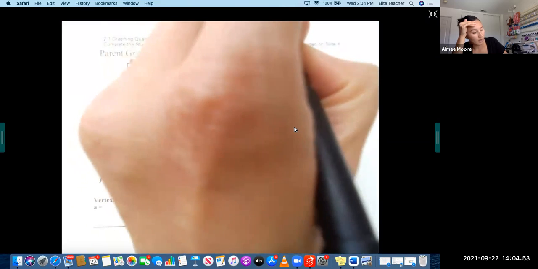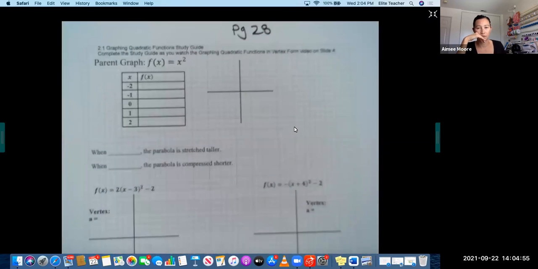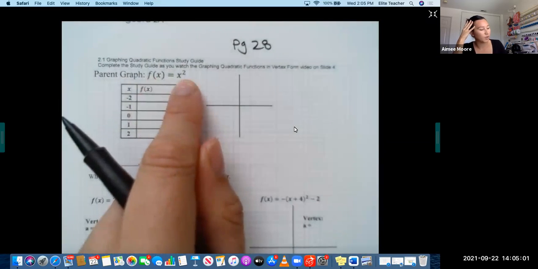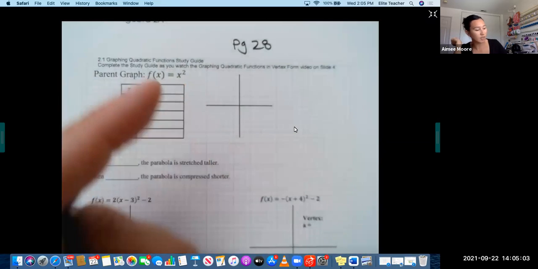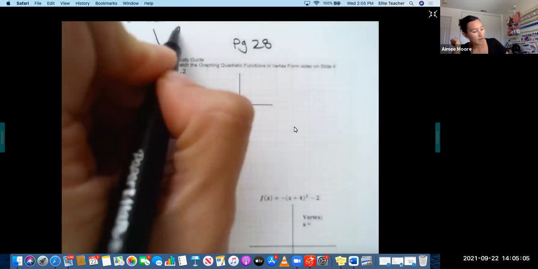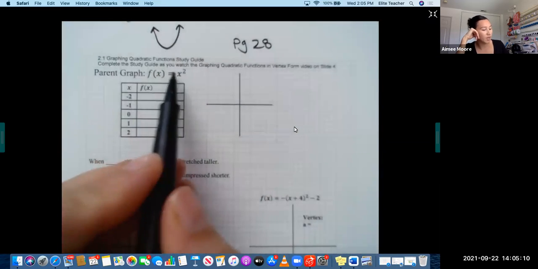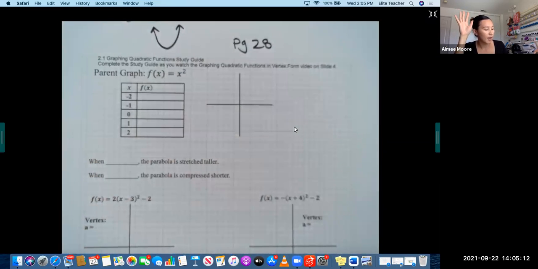Okay, so this is on page 28 in your workbook. On the study guide, they go through the parent graph of x squared. So remember, quadratic functions create parabolas. And so the parent function is without any shifts and any transformations. This is what it always looks like.